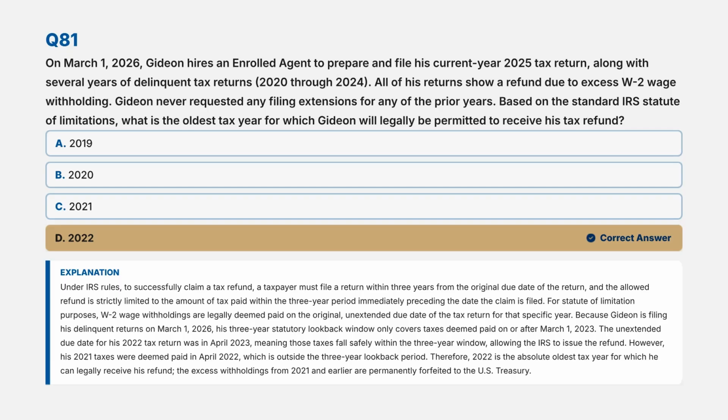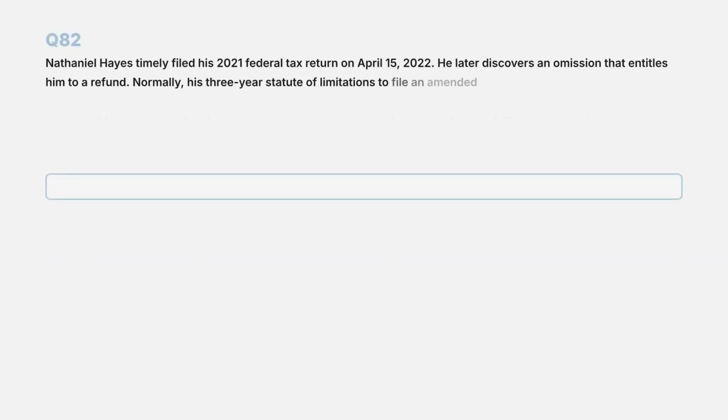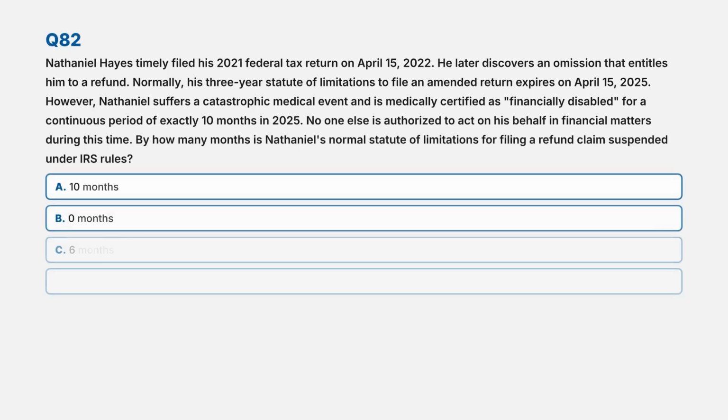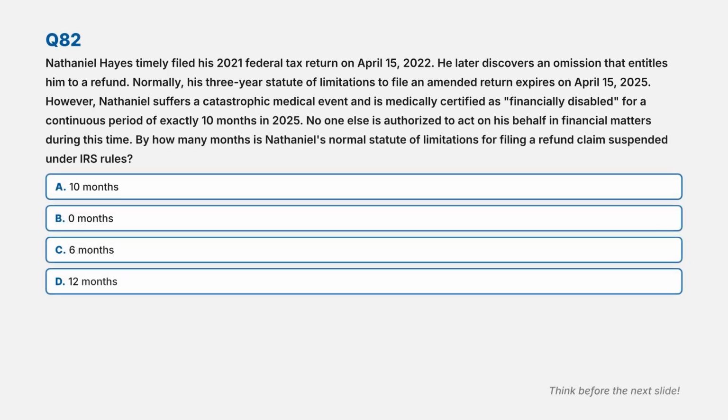Excellent. Let's move on to question 82. Question 82. Here's the scenario. Nathaniel Hayes timely filed his 2021 federal tax return on April 15th, 2022. He later discovers an omission that entitles him to a refund. Normally, his 3-year statute of limitations to file an amended return expires on April 15th, 2025.